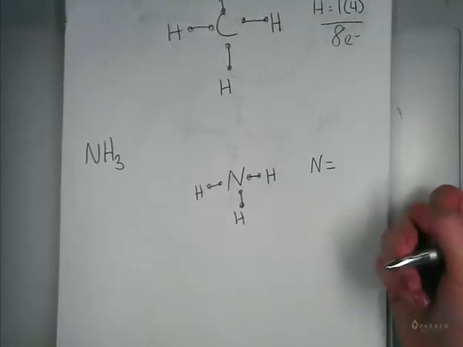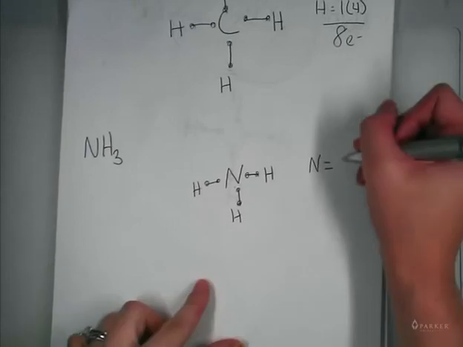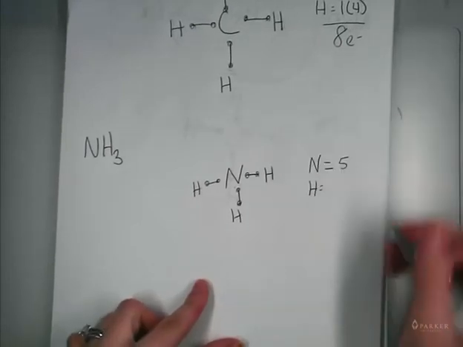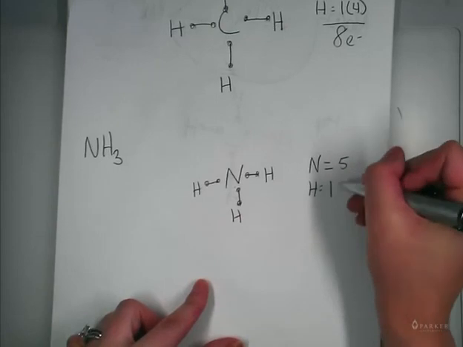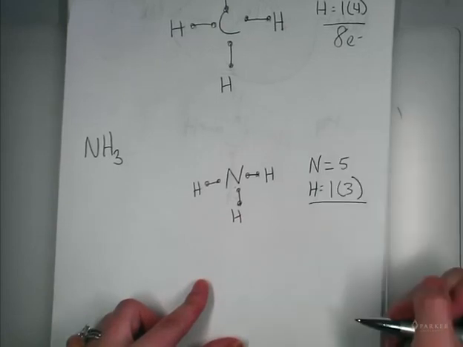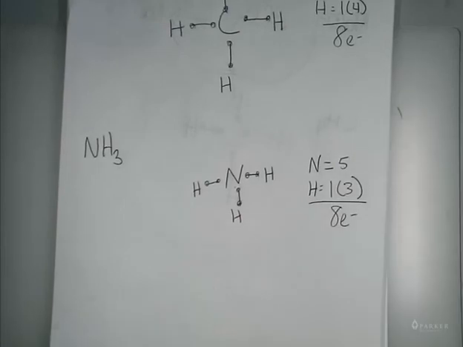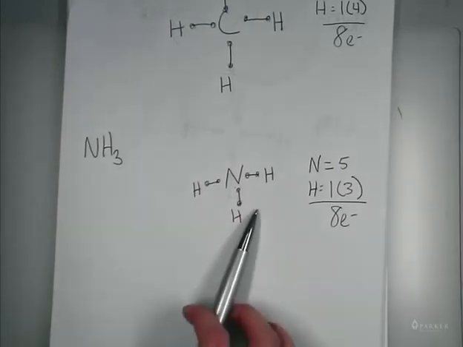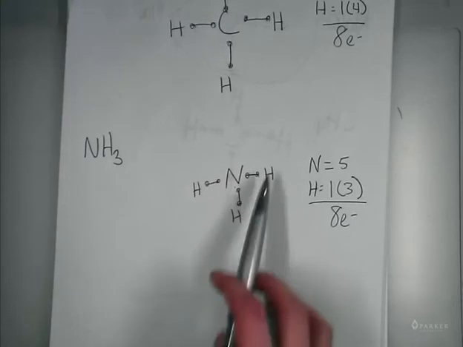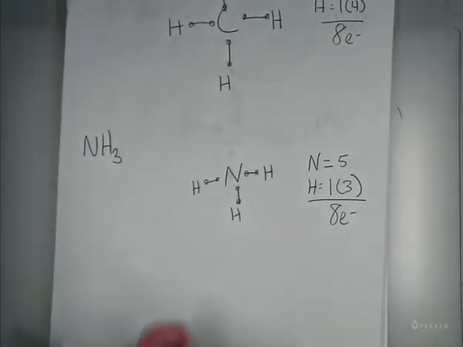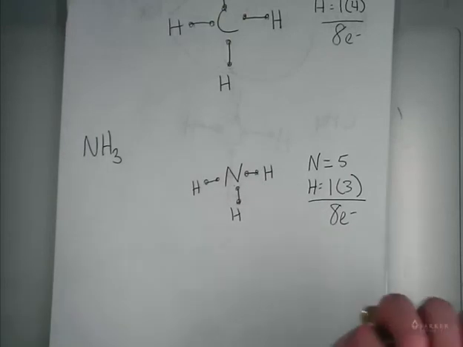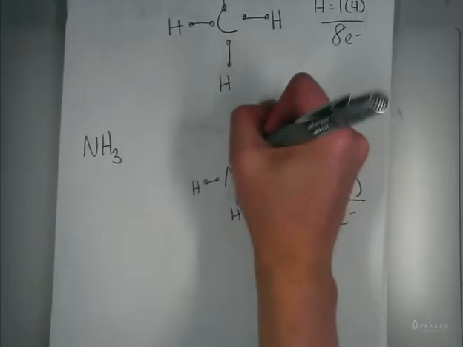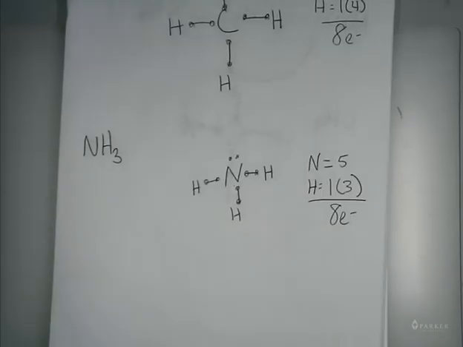Nitrogen, do you know how many valence electrons it has? 5. And then hydrogen has 1, and how many hydrogens do we have? 3. So how many total? 8. We've used 6, so how many more does it need? 2 more. What happens is they tend to like to pair up. You always put them on the most electronegative atom first. Between hydrogen and nitrogen, which one's closer to fluorine? Nitrogen. So nitrogen will get those 2 electrons.